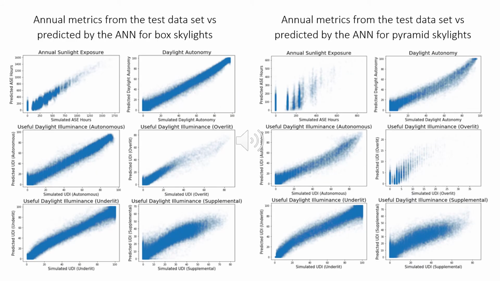The model was not able to predict all annual metrics equally well. As shown in this figure, the model predicts daylight autonomy, autonomous useful daylight illuminance, and underlit hours much better than it predicts the other variables. Similar to what was seen on the previous slide, the performance of the model went down when additional parameters were added in the case of the pyramid skylights.